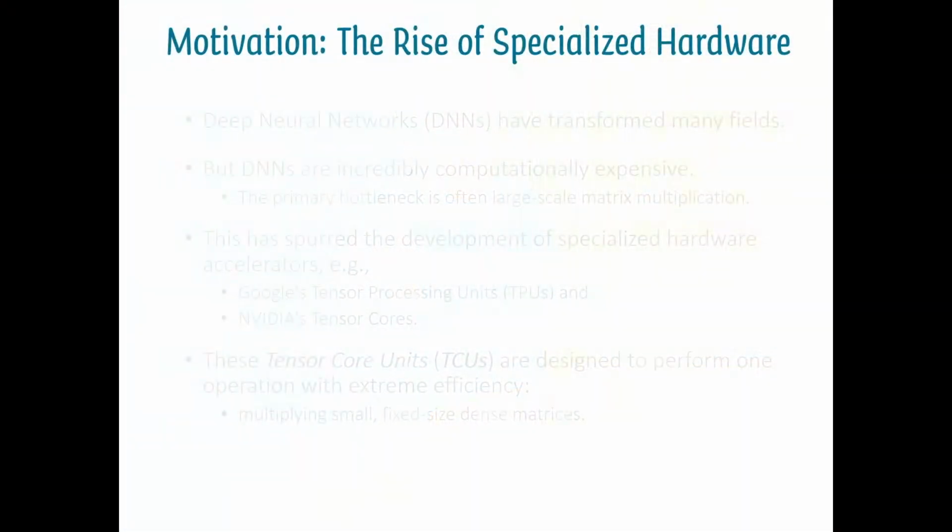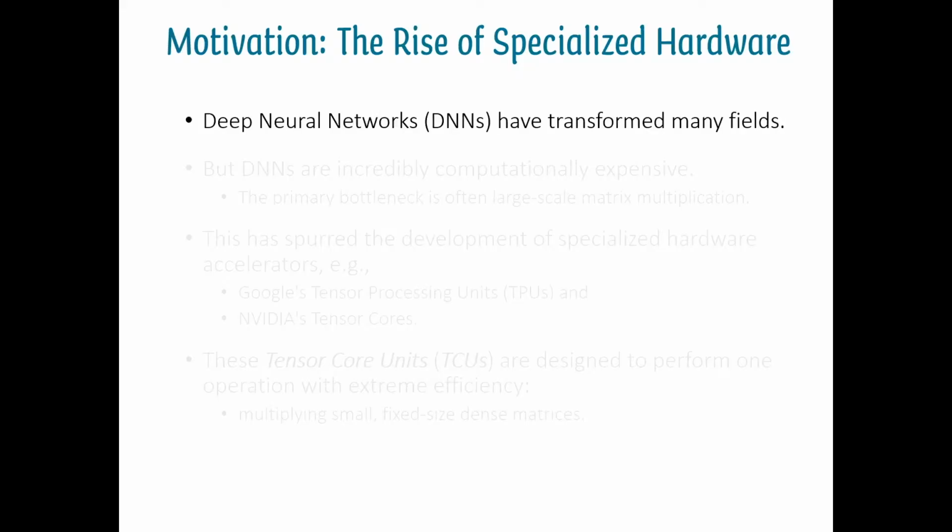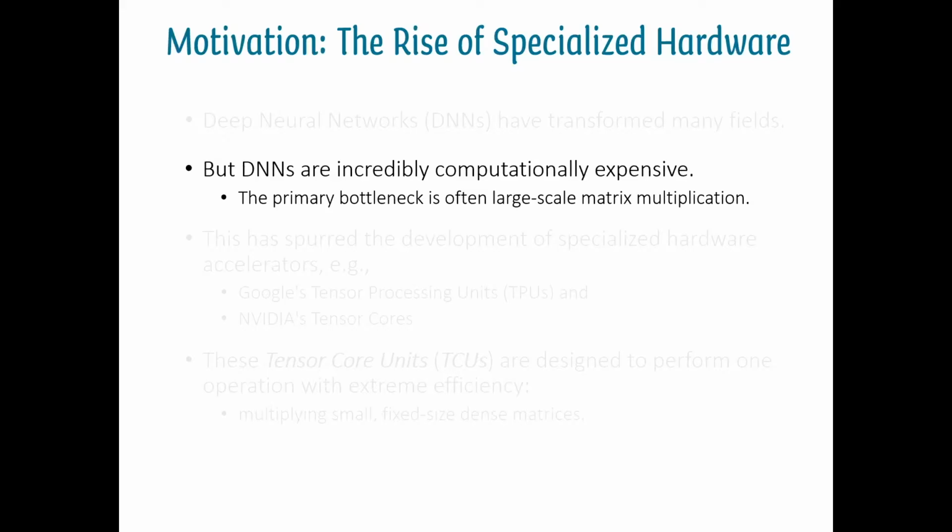Tensor core units and the things I will be talking about all happened because of deep neural networks, right? They revolutionized computations in various fields, but the computation they themselves do is really expensive. What they basically do is a lot of matrix multiplications.